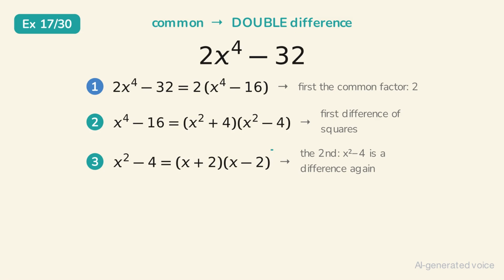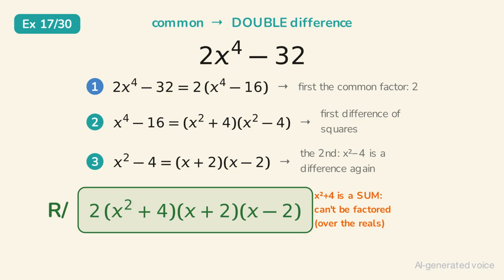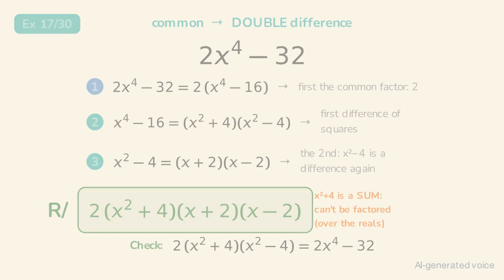But watch the second parenthesis. X squared minus 4 is again a difference, opening into x plus 2 times x minus 2. The first parenthesis, x squared plus 4, is a sum of squares, and that can't be factored over the reals. It stays put. The final answer carries the 2, the sum that won't open, and the 2 binomials. Let's check in parts. X squared plus 4 times x squared minus 4 gives x to the 4th minus 16, and that times 2 brings back 2x to the 4th minus 32.